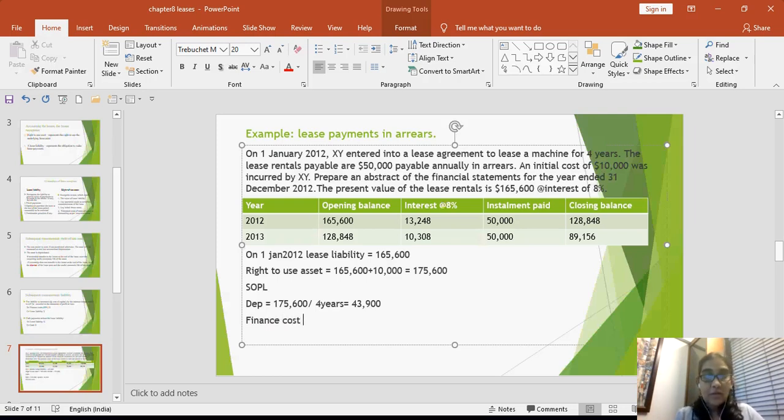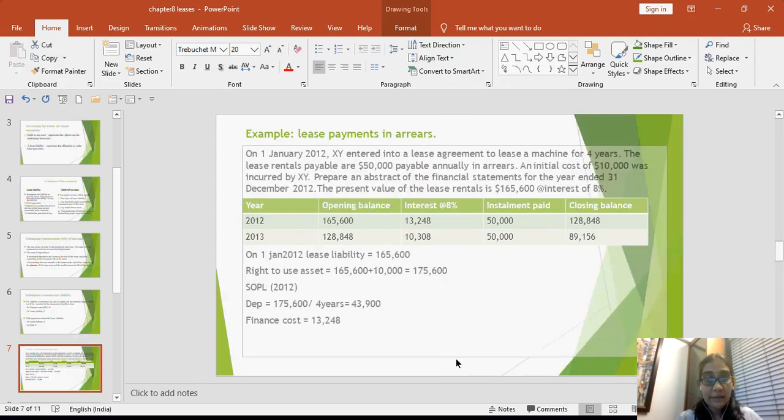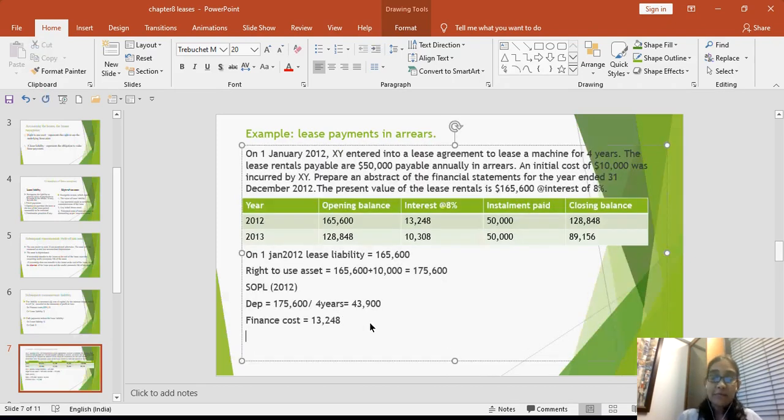Second, you will charge a finance cost. This finance cost is nothing but the interest accrued for that year. So for 2012, the interest accrued is 13,248. These are the two entries that would be there in SOPL. Next, we will make an abstract for SOFP.